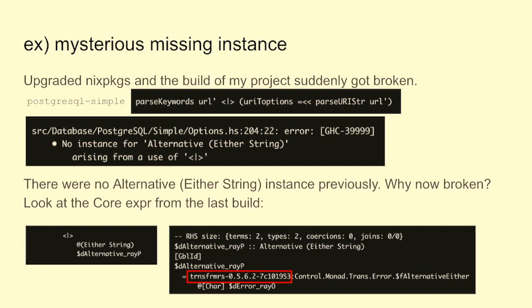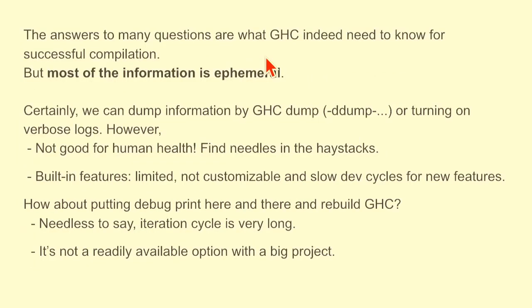If you look at the internal state of GHC, then we already have the answer, but it is very obscure for us. So if we have some problem, we should look into the GHC state. It is natural, because the answers to many questions are what GHC indeed needs to know for successful compilation. But the problem is that most of that information is ephemeral.